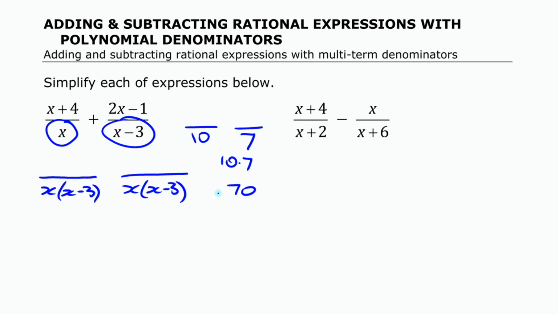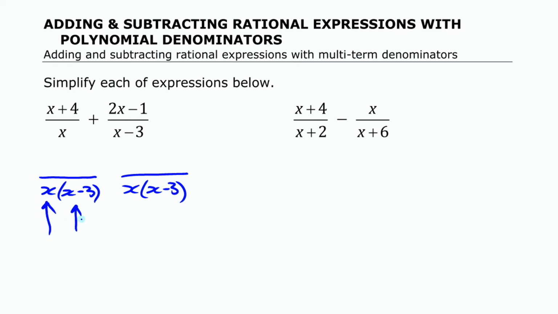It may work out that there are numbers that you could make a smaller denominator if you actually knew what the numbers were, but we don't know what x is here. X could be a whole variety of things. So that's all we can do here is say the lowest common denominator that we know of is x times x minus 3, and have both those factors in there to be sure.